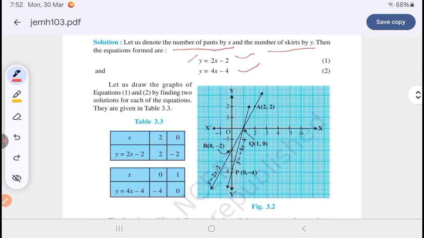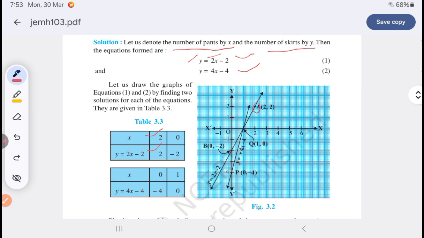Let us draw the graph of equations 1 and 2 by finding two solutions for each equation given in this table. So let us consider the value of x is 2. Put it in equation 1. So x equal to 2 means 2 into 2, 4. 4 minus 2 is 2. So you got the point 2 comma 2. So let us plot it here. So this is the point.